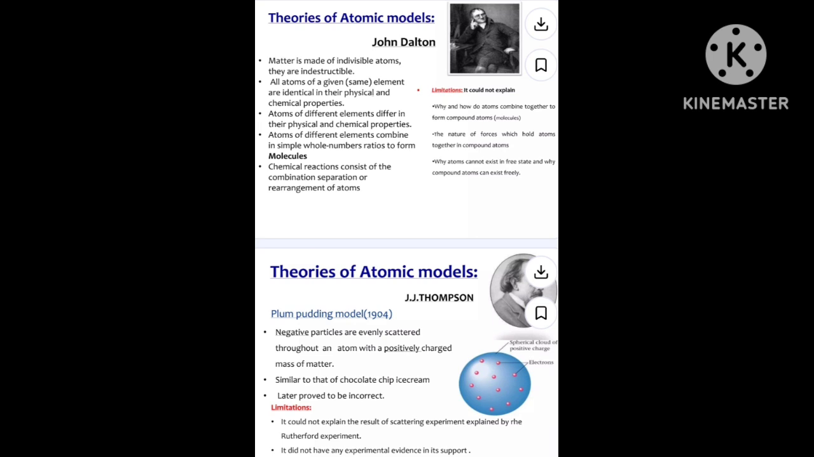Now see the second point: atoms can neither be created nor destroyed. This also failed. Nuclear reactions show that atoms can be created and destroyed. With the help of a nuclear reaction, we can create an atom and destroy it.